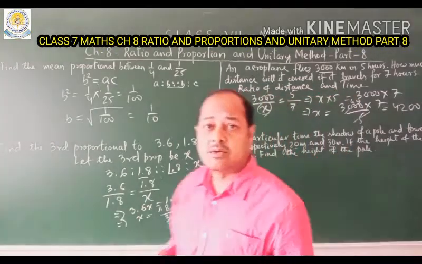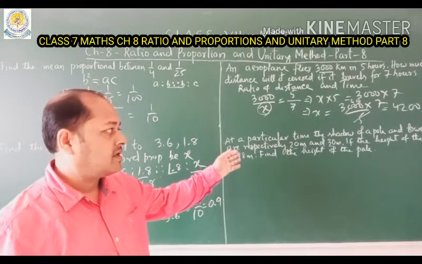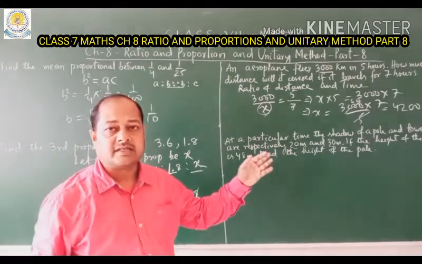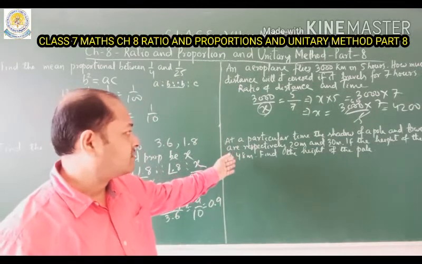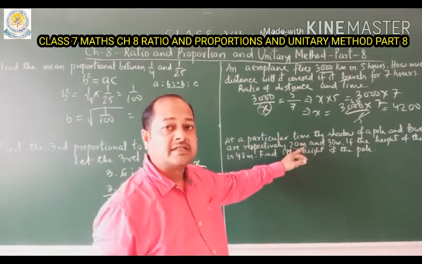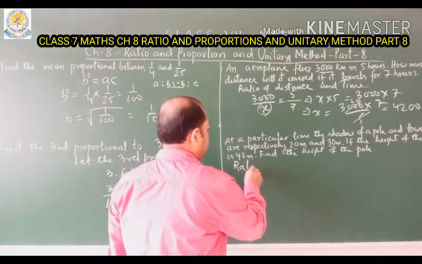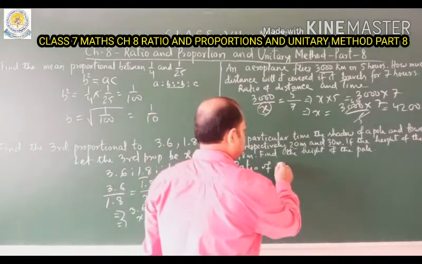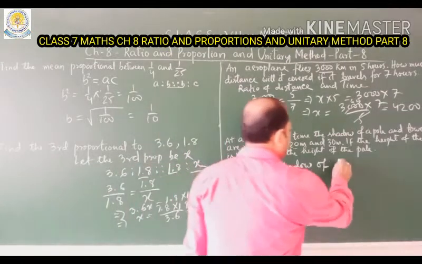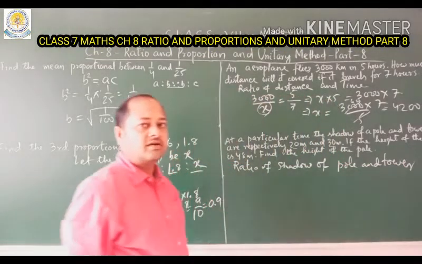Now look at the next question. At a particular time, the shadow of a pole and a tower. So there are two things: one is a pole, another is a tower, and the shadows are given as 20 meter and 30 meter respectively. 20 meter is the shadow of the pole. So what is the ratio? The ratio of shadows of pole and tower. We have to find out the ratio.